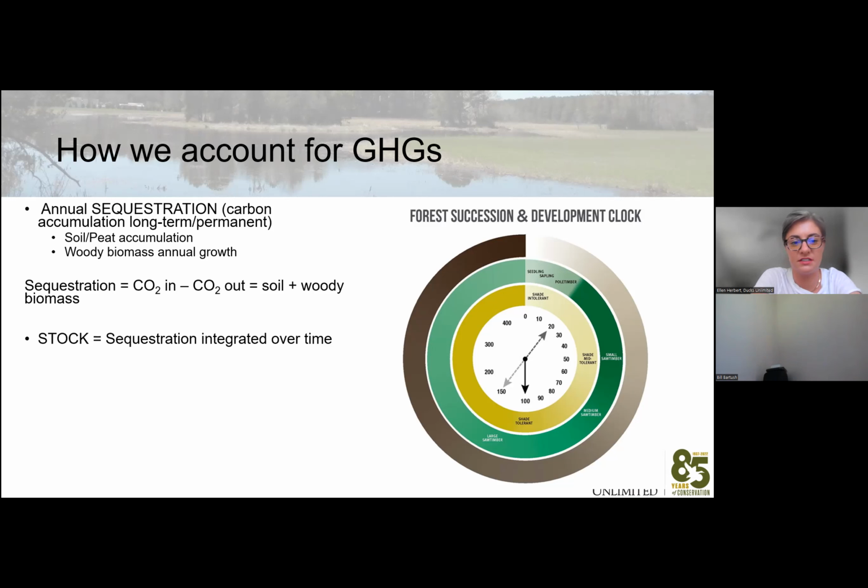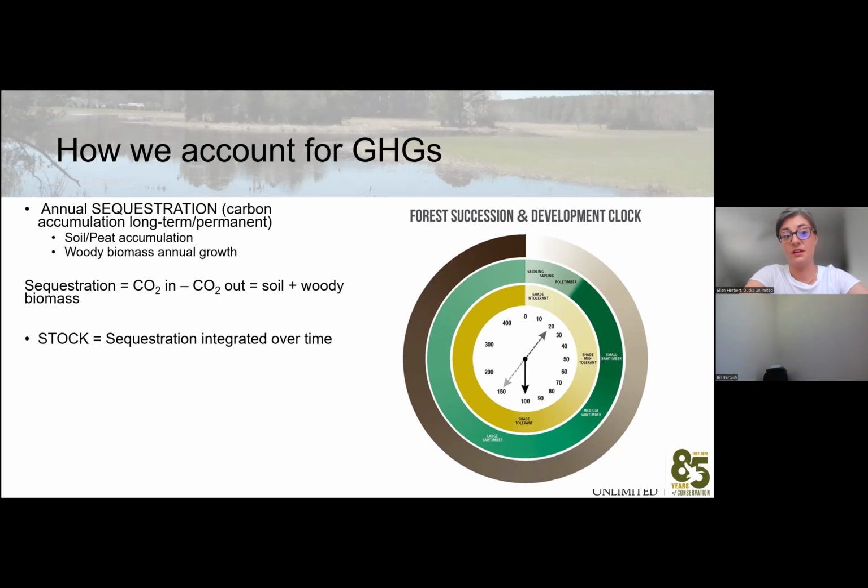Sequestration in the forest is very simply the amount of carbon that goes in versus the amount of carbon that goes out through decomposition. So soil and woody biomass minus whatever's decomposed in the forest. If we look over time, that is the stock of carbon, the total amount integrated over time, this annual sequestration summed over all the years of the forest's life. And if you look at the brown circle in this development clock, carbon stocks are always increasing in a forest unless it's disturbed.